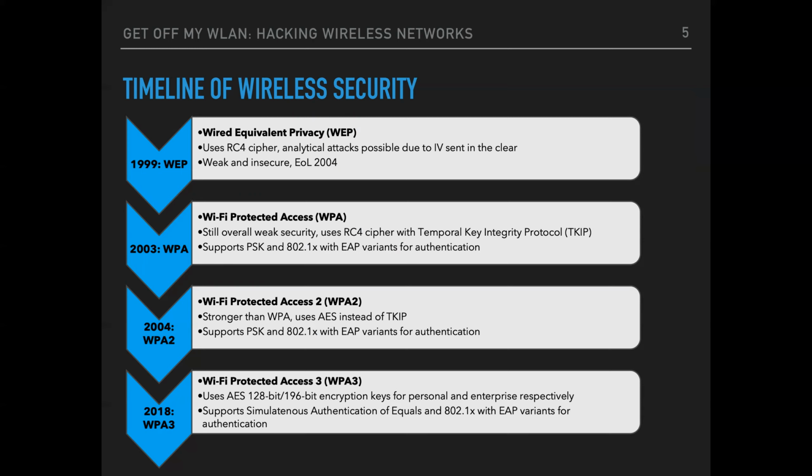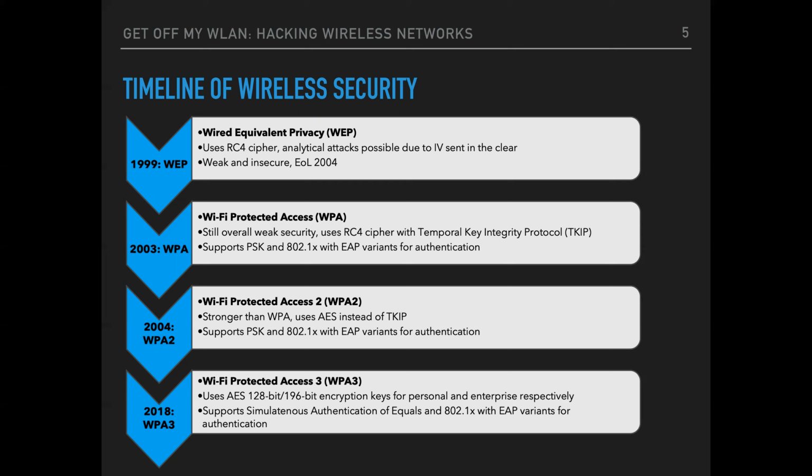In 2003, WPA or Wi-Fi Protected Access was released, which still used overall weak security and used RC4 with temporal key integrity protocol. WPA supports the use of a pre-shared key or password, along with 802.1x support and EAP variants for authentication. This is often referred to as WPA Enterprise. The migration from WEP to WPA was pretty seamless and only required a firmware upgrade, whereas upgrading from WPA to WPA2 or WPA3 is going to require hardware upgrades in addition to those firmware upgrades.